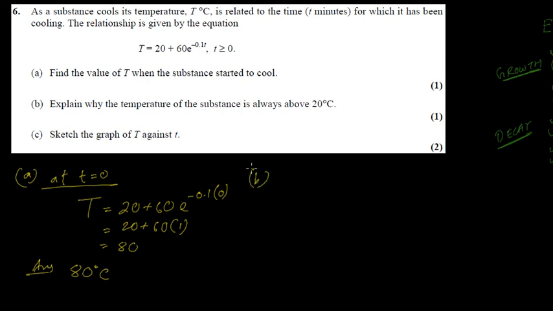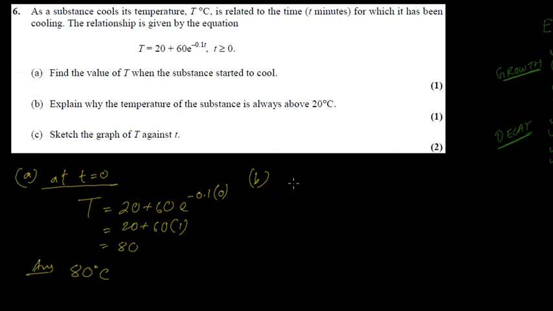In question number B, again in your exam, do it one after the other vertically. Don't do it side by side. It's a bad idea. So explain why the temperature of the substance is always above this. Now this is the concept of the asymptote. It's a concept in sketching, but this is how you should remember it.